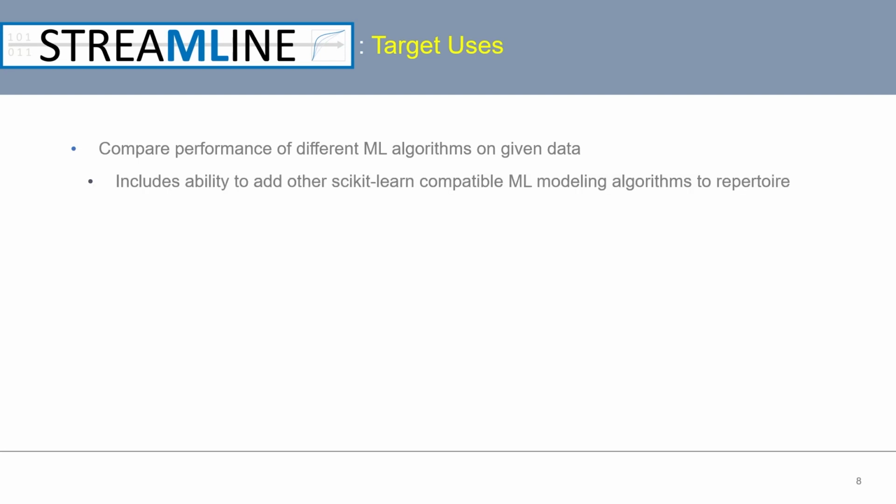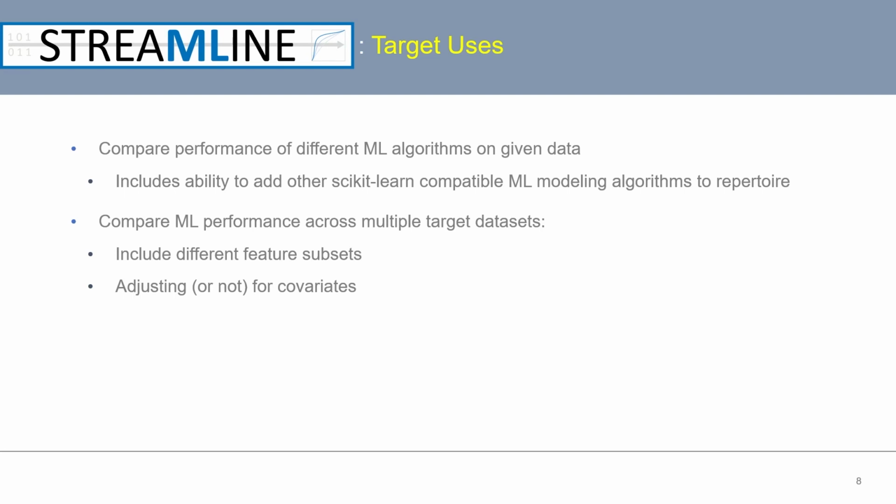STREAMLINE has many potential target uses. For example, comparing the performance of different machine learning algorithms on a given dataset. Notably, STREAMLINE also includes the ability for users to fairly easily add other scikit-compatible machine learning modeling algorithms to its repertoire. So researchers that have developed their own machine learning algorithms can easily add and benchmark their method to a variety of other standard machine learning algorithms.